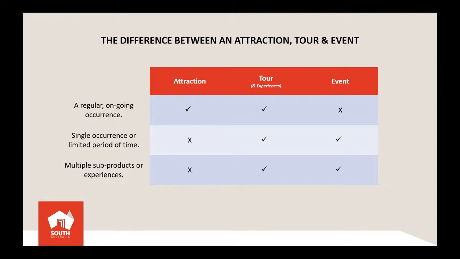So to start with, say you are hosting an event or an experience type thing that's limited, so it's not often. If your event or experience is a single occurrence over a limited period of time, it can go in either the tour or the event category. However, if you have a regular occurring event on an ongoing basis, then it's recommended to be put in the attraction or the tour experiences.